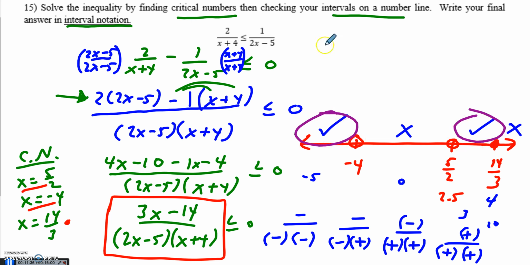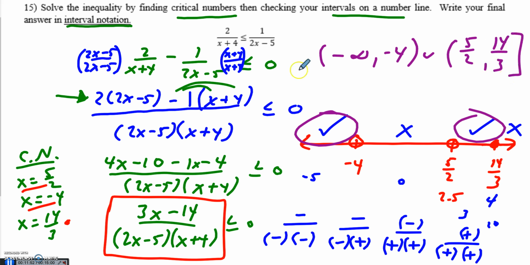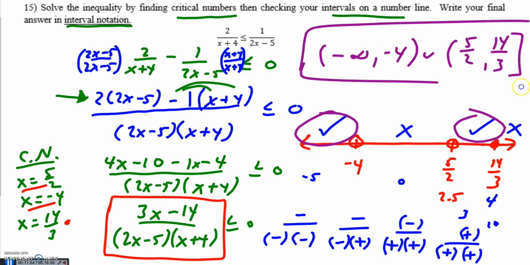So in interval notation, my answer would be from negative infinity to negative 4, not included because it's an open dot, union, 5/2, which is not included, to 14/3, which is included, so you'd have a bracket. So this is your answer in interval notation.